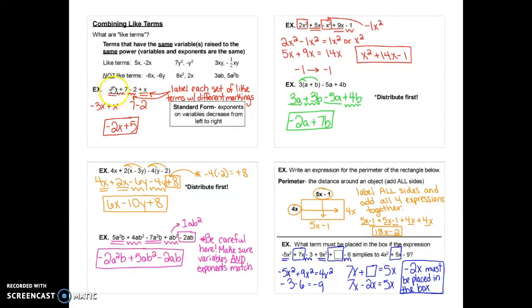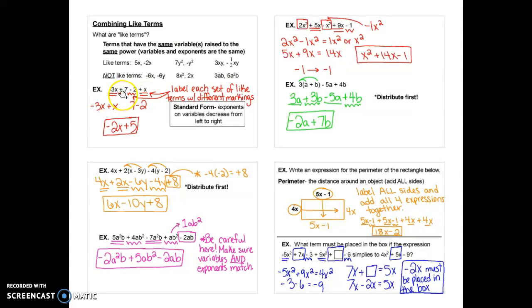So we have a negative 3x. The only other like term that it has is this positive x at the end. Okay, now again, if you don't see a value in front of that x, that coefficient, that is known to be a 1. So this is a 1x and a 3x. Now we marked those with double lines underneath. You can choose any marking that you would like.